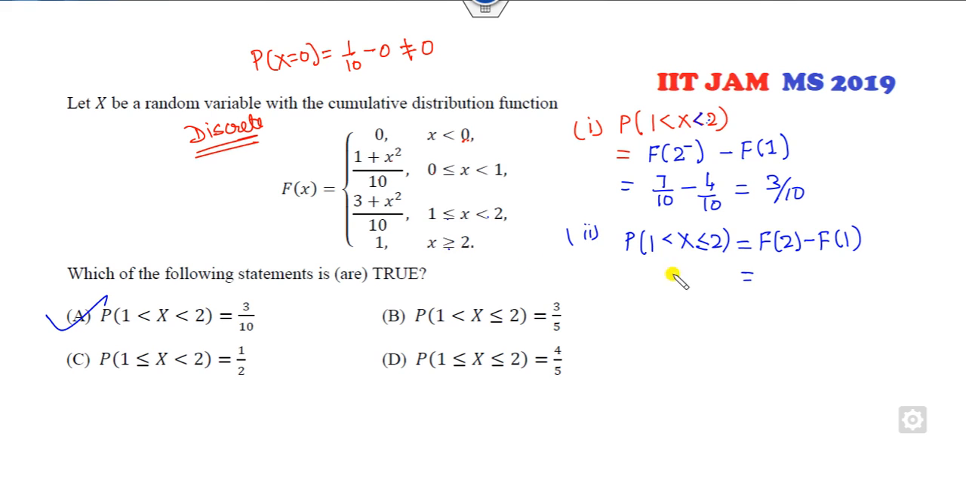What is f of 2? Equality here. What is f1? 4 over 10. So it's 6 over 10, 3 over 5, the correct option. Because this is a discrete problem, I can write this as f of 2 negative minus, because I need equality. I don't need equality at this point, so I can say it's f1 plus x equal to 1. I can break this portion. So f of 2 negative here is 7 over 10, f of 1 is here 4 over 10.